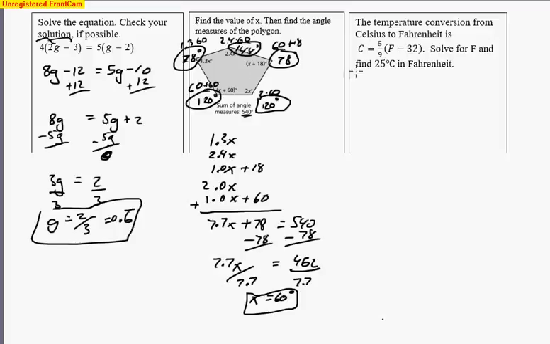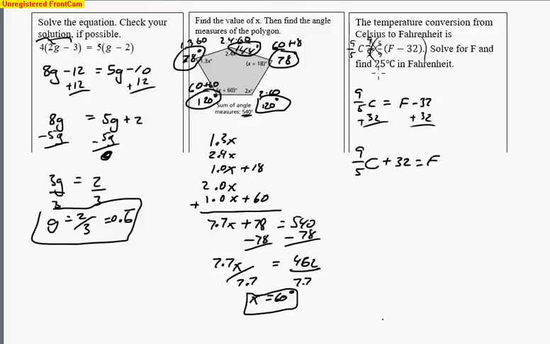So on this last one, it says the temperature conversion from Celsius to Fahrenheit is this. Solve for F. So to get F by itself, the first thing I'm going to do is multiply by the reciprocal, 9/5. So I'm left with 9/5 C equals F minus 32. No parentheses anymore because I multiplied by the reciprocal to cancel out the 9s and the 5s. So from there, I'll go ahead and add 32 to both sides, and I'm left with 9/5 C plus 32 equals F.